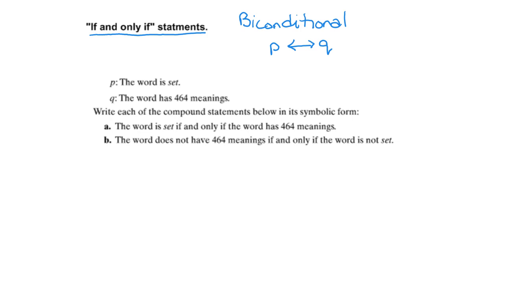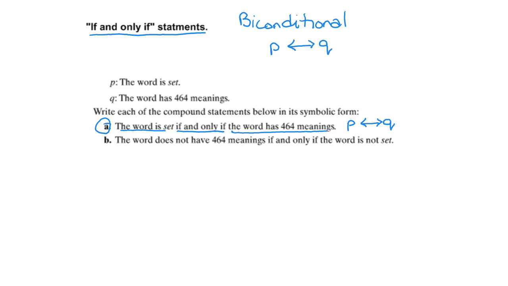And we are now going to rewrite each one of those statements into symbolic form. So looking at A, it says the word is set. So we know that matches P. If and only if, that's my double arrows. The word has 464 meanings, and that is my Q. So I have P, double arrow, Q.